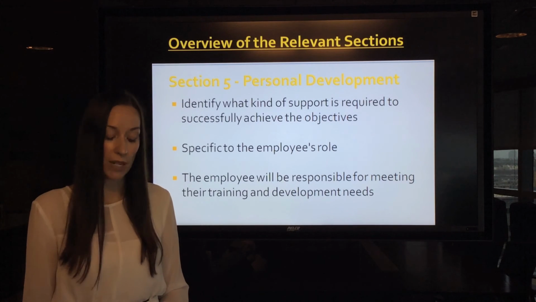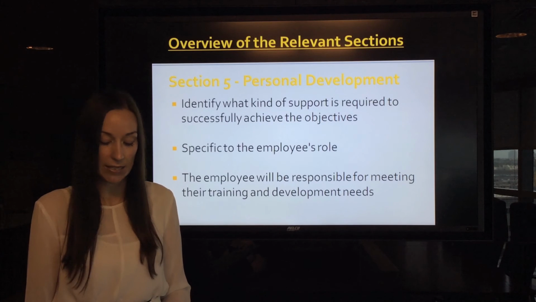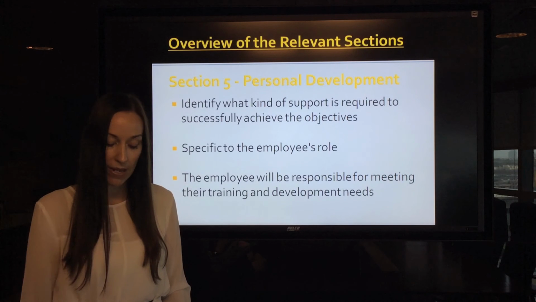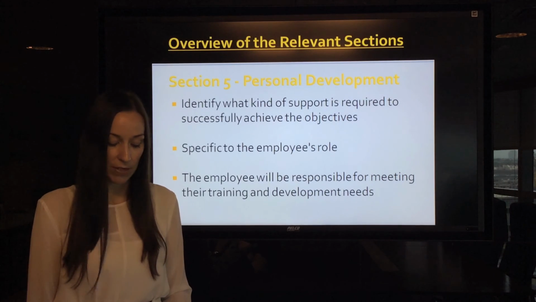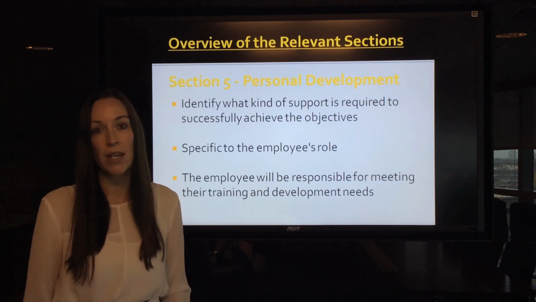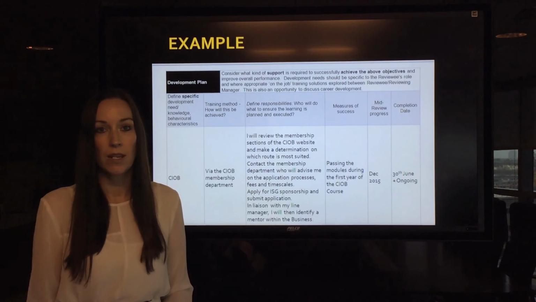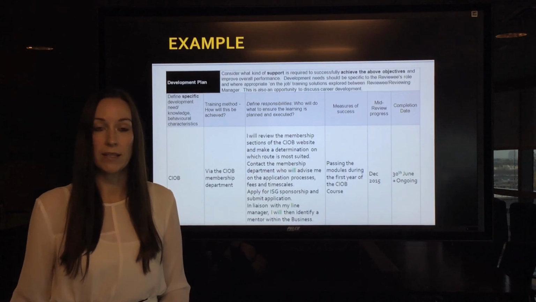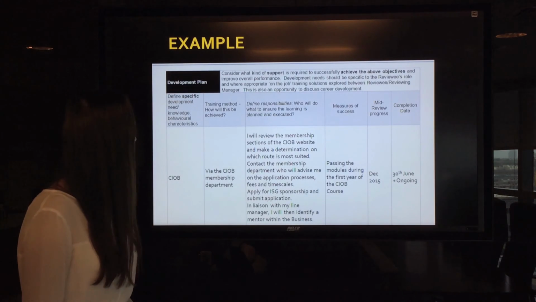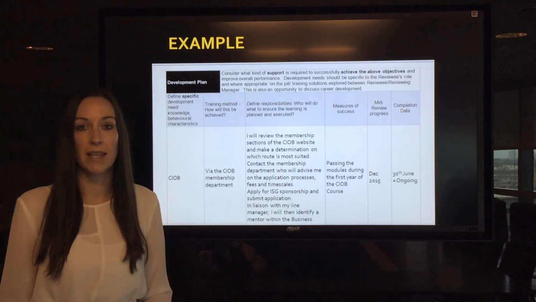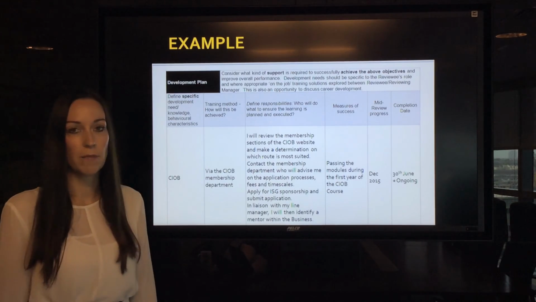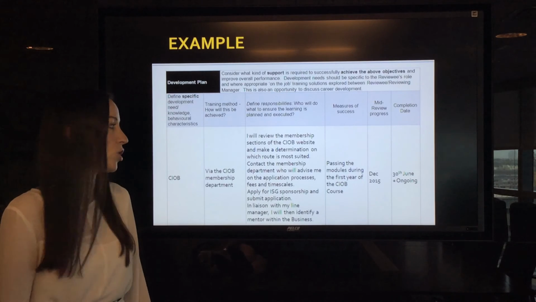The employee is ultimately responsible for meeting their training and development needs, i.e. by proactively researching, sourcing and applying for the appropriate training that meets their development needs as identified through the PDR process. This process will be supported by the Head of Department and Human Resources. Now this is an example of an objective that has been set. This objective is for somebody to obtain their CIOB qualification. Okay, so it's specific. How will this be achieved? It will be achieved through the CIOB membership department.